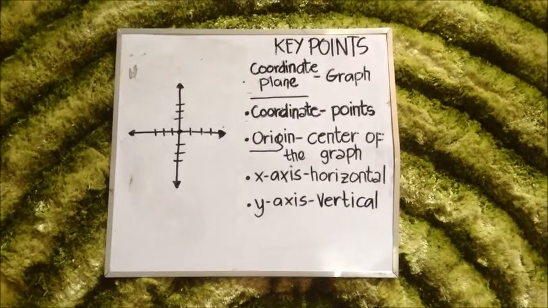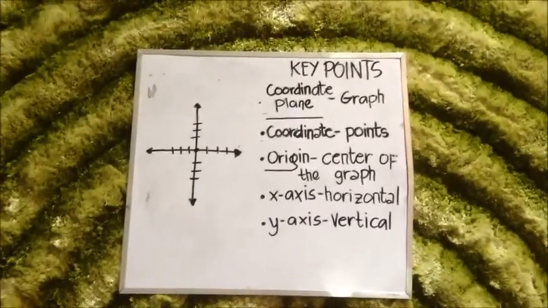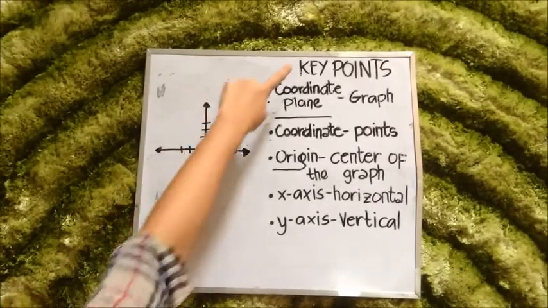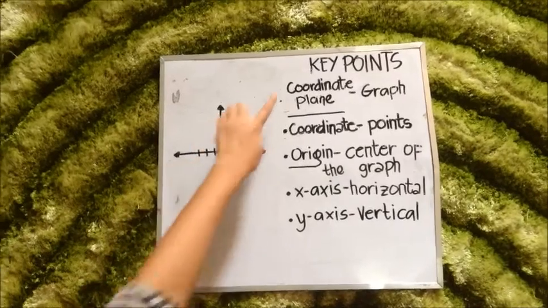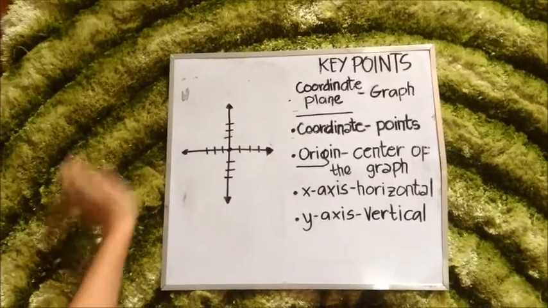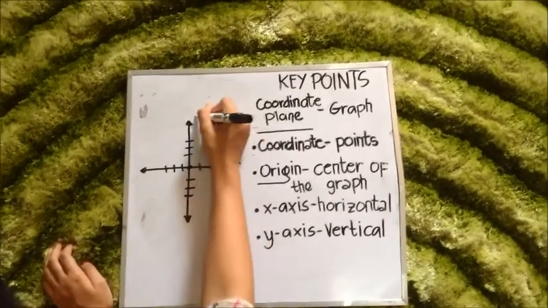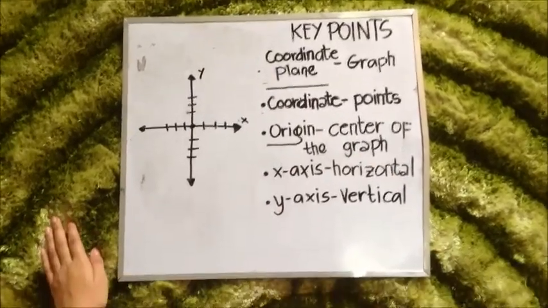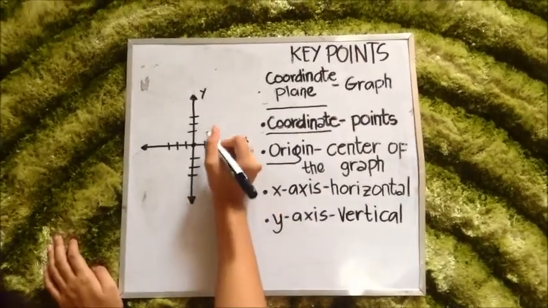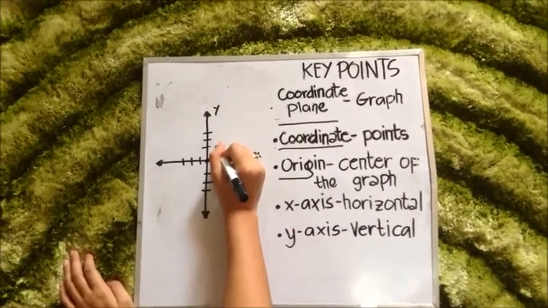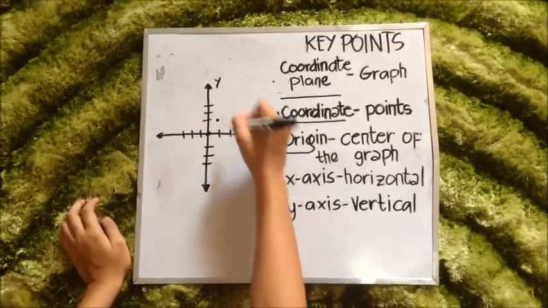This is an introduction of the Cartesian plane and how to plot points. So before we start, let's familiarize the key points we have to remember. When we have the coordinate plane, actually, this is the graph itself. This includes the x and y axis. Next, the coordinates, also known by many as the ordered pair. So these are the points in the Cartesian plane. So if I put a point here, this is a coordinate.